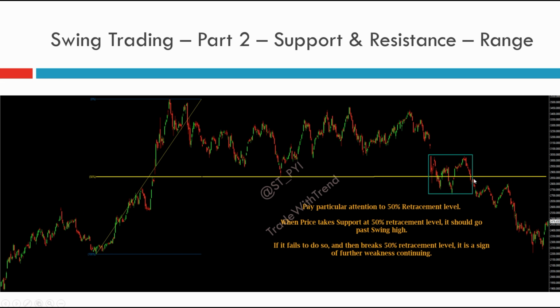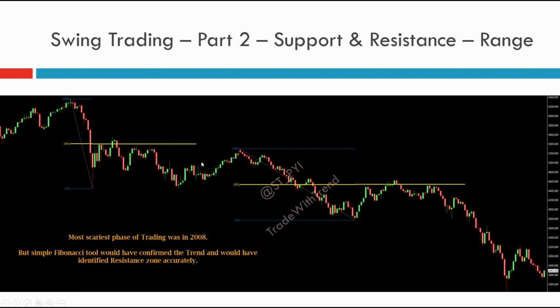Once the price actually breaks down the 50% retracement level, that is this low, it steadily moves down. I've purposely pulled out this phase of the market. This is the 2008 corrective action. Most traders, whether new to the market or even veterans, found this a phase that was extremely scary, where price was just falling.